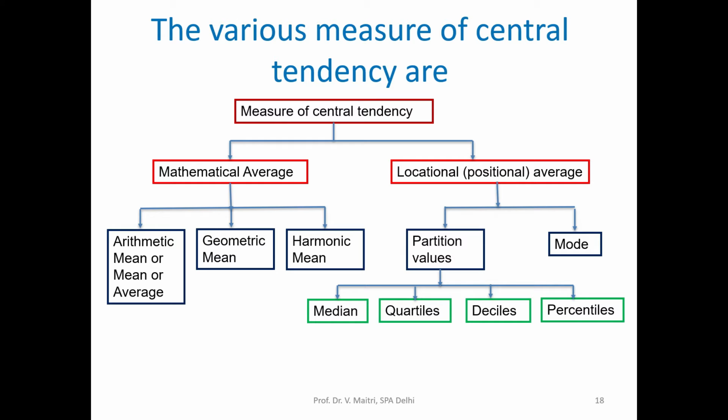So on the basis of mathematical average, there are three categories: arithmetic mean or average, then geometric mean, then harmonic mean. And on the basis of positional averages, there are locational averages, partition values and mode. Partition values are a category of median: quartiles, deciles and percentiles. We will cover all these things one by one, don't worry. We'll solve problems related to this.